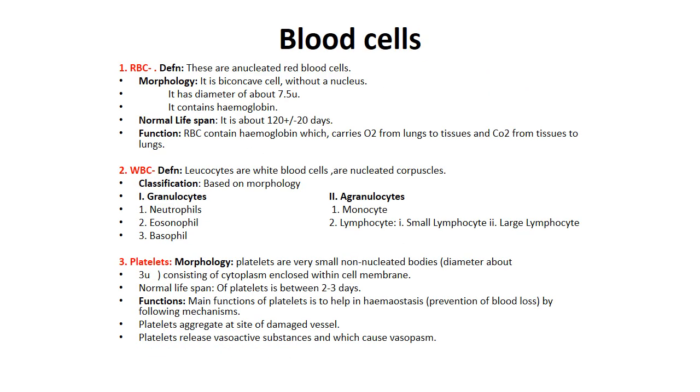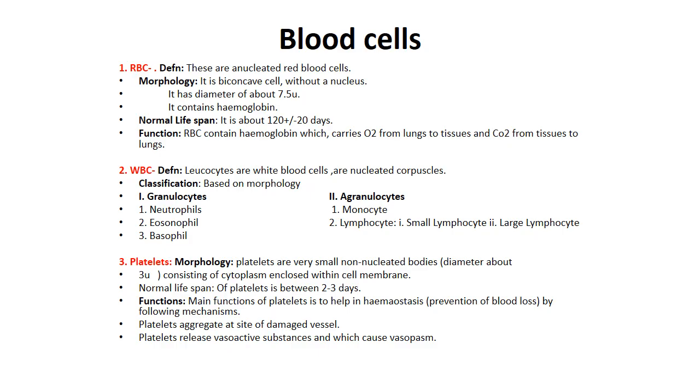Now we will see blood cells, that is RBC, WBC and platelets, in detail. RBCs, red blood corpuscles, are also called erythrocytes. They are anucleated, biconcave cells. Size is around 7.2 micron. It contains hemoglobin, and so it is also called red pigment. The lifespan of RBCs is 120 days, and function: it contains hemoglobin which carries oxygen from lungs to tissues and carbon dioxide from tissues to lungs.